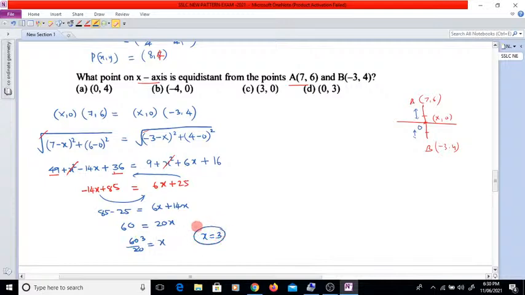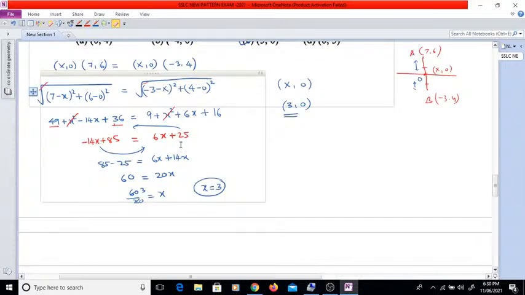So now what are the coordinates? As we know, the coordinates are in the form of x comma 0. So we found the value of x, and therefore the coordinates are 3 comma 0. This is the right answer. So option C is the right answer, 3 comma 0. So next question.